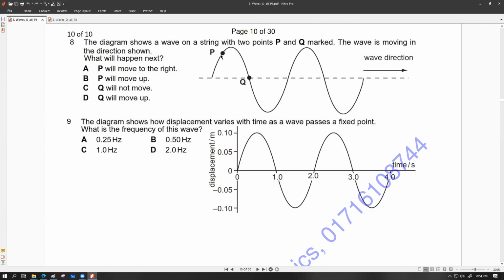Yes, sir. So it's in front of a trough, which means this is going downwards, to the right. Right? Yes, sir. And this one is going upwards. So in the very next instant, P will move down and Q will move up. So have a look which one does your job. Q will move up. C is the correct response. No, sorry, D is the correct response.